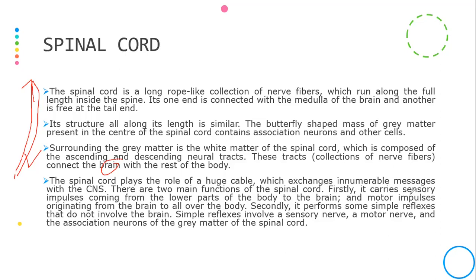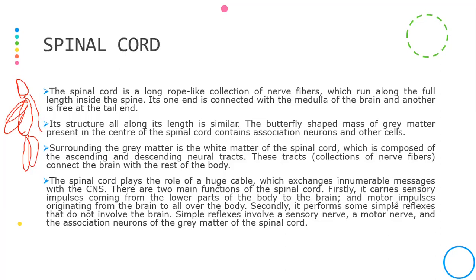Firstly, it carries sensory impulses coming from the lower parts of the body to the brain. What does the spinal cord do? The lower part of the body, that is legs and other motor organs, all these functions will be connected to the spine.